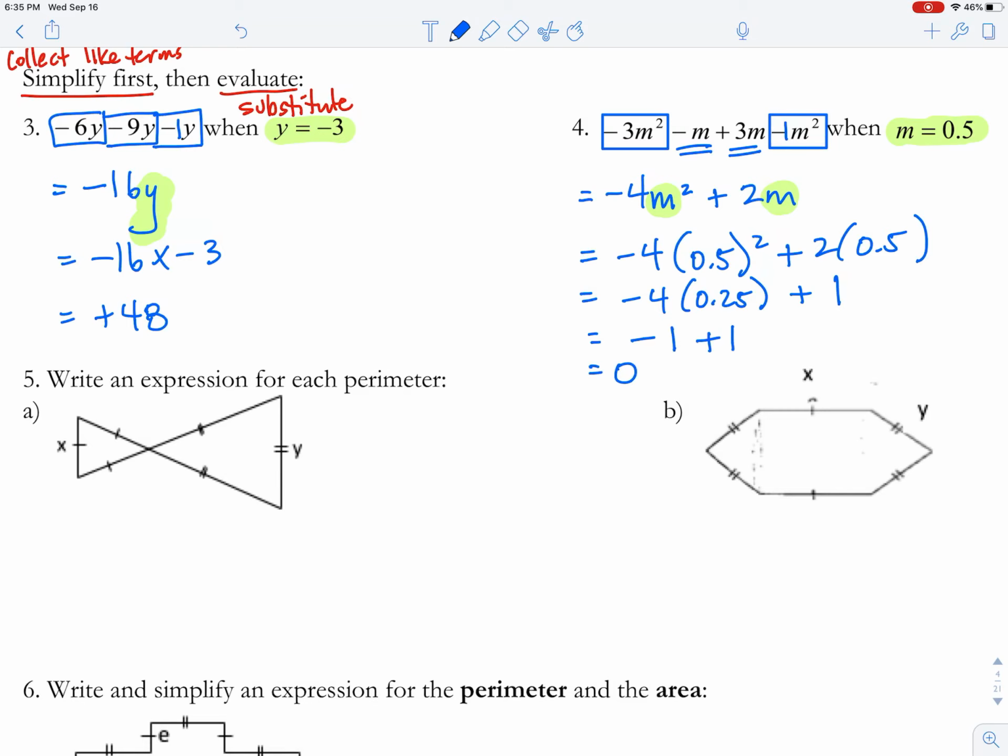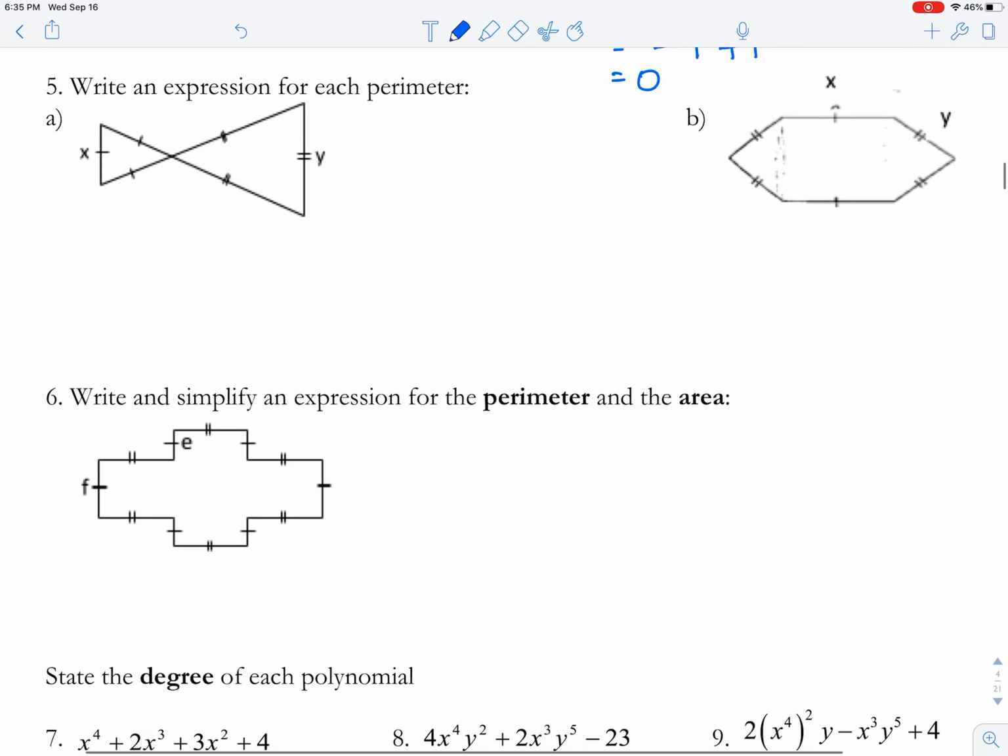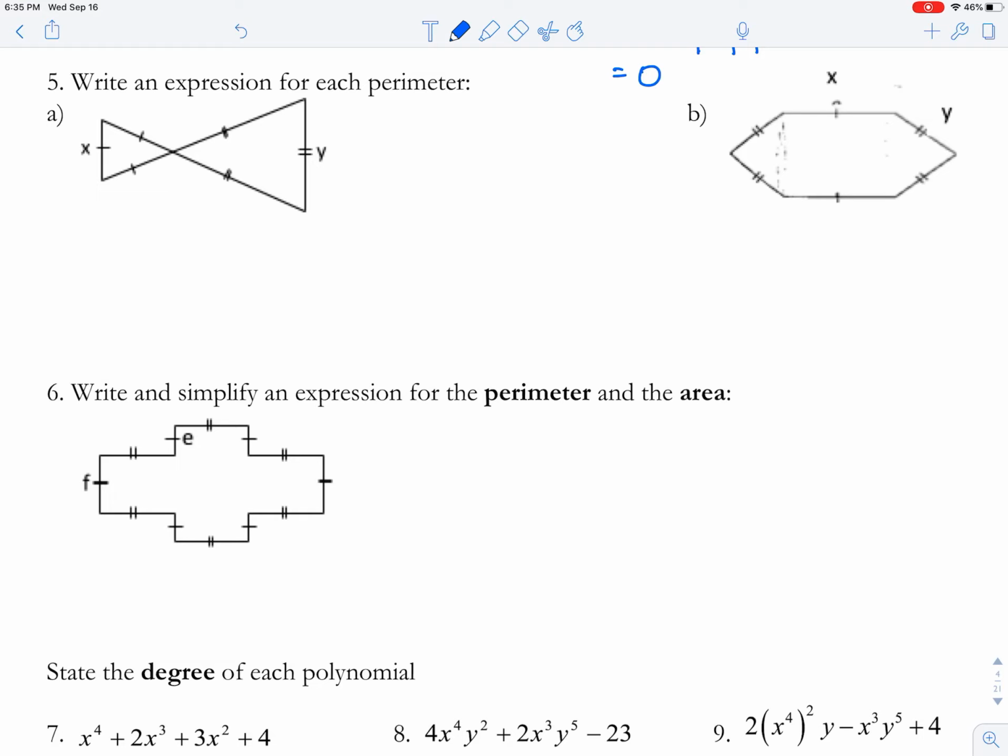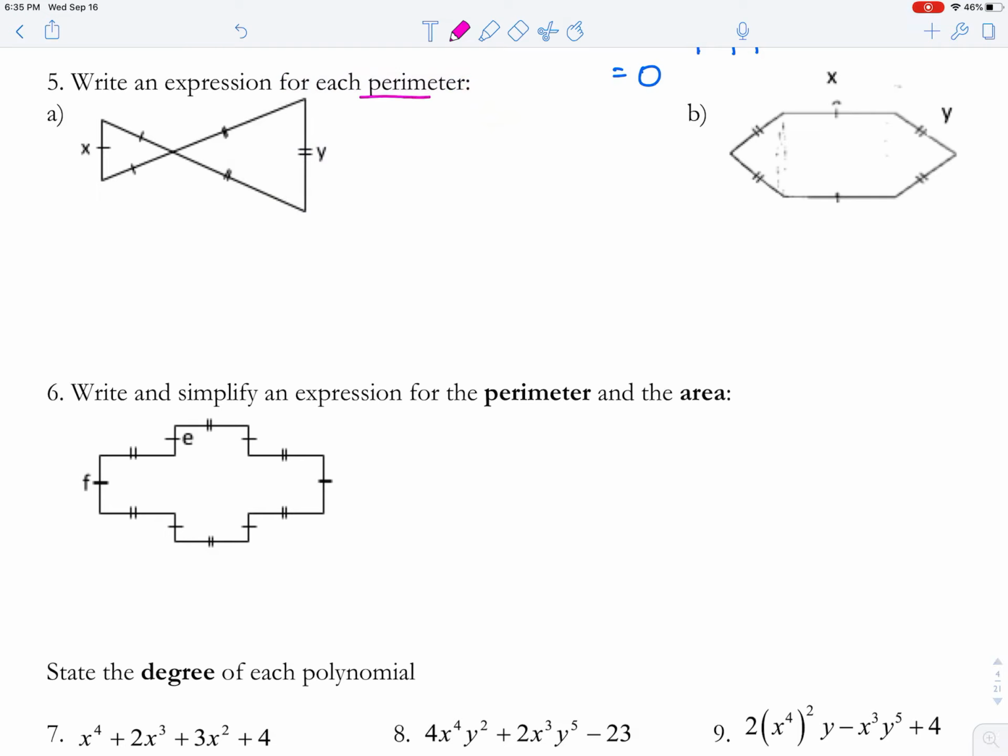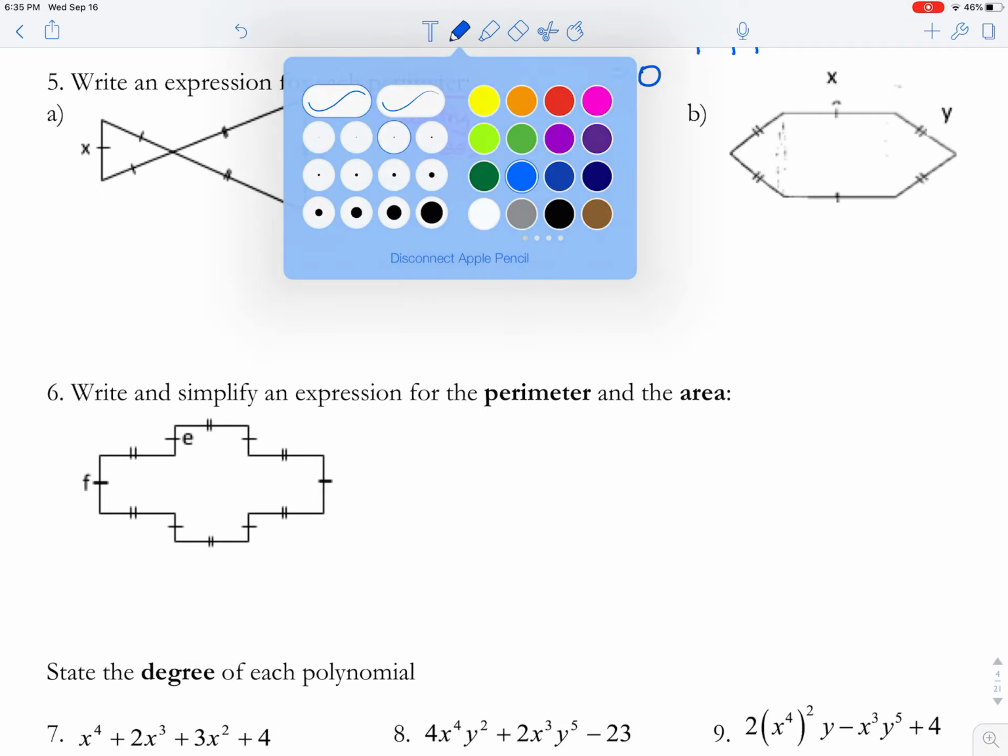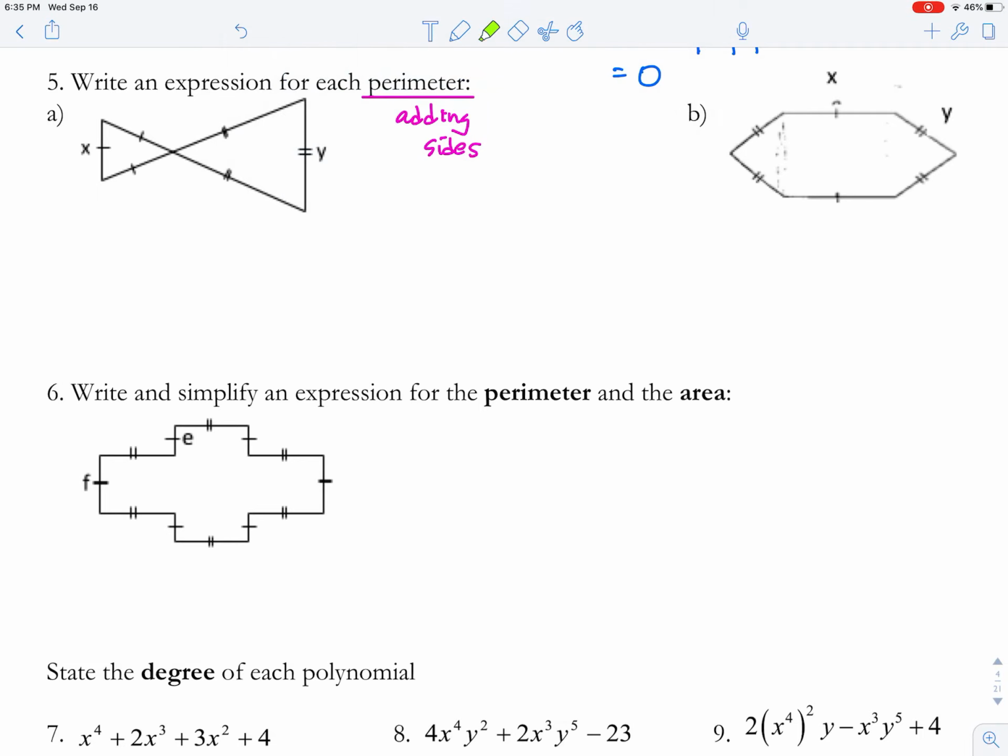Okay, next, question 5 says write an expression for each perimeter. Perimeter means you add up going around the shape. So perimeter means adding the sides. And in the first shape, just a reminder that if we see these little tick marks, those are single tick marks. That means that this is also an x and that's an x. And if I were to add up the perimeter, it would have 3 x's.